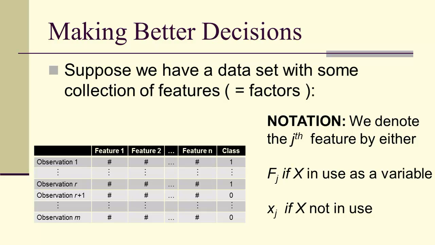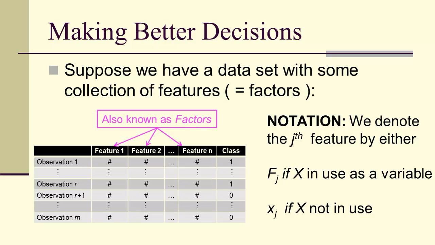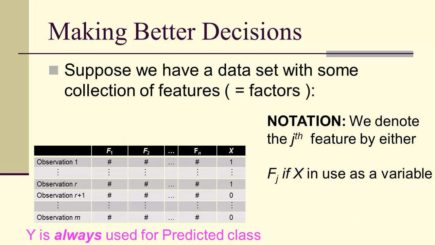So suppose we have this set of data in this form, some collection of features or factors. So we'll also use the word factors for the features. First we're going to look at some notation, whether or not we use a capital F or a small x to denote the features or factors. We'll always use capital Y for the predicted class. Notice here, if we're using the capital X already as a variable, we're using the capital F's to denote the features.